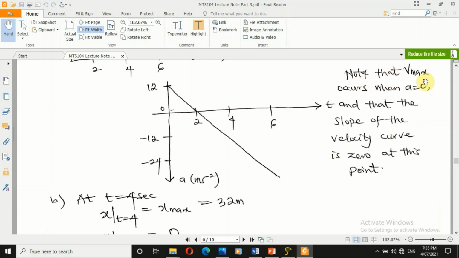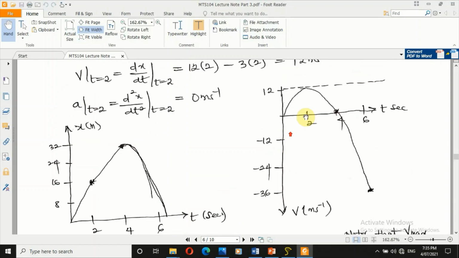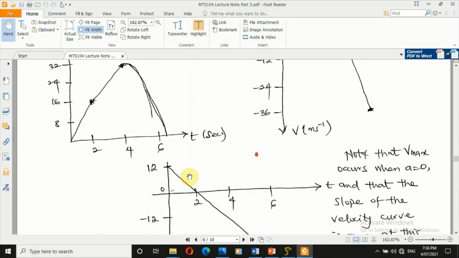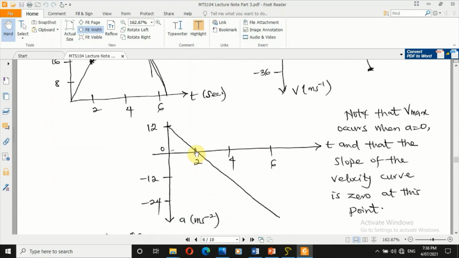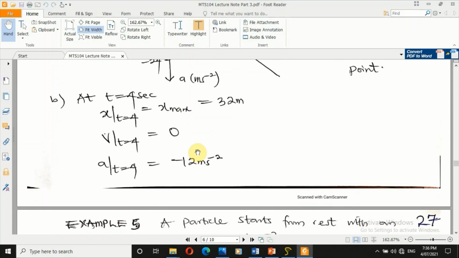Now note that v maximum occurs when a is 0, and that the slope of the velocity curve is 0 at this point. Look at it now. This is what I'm saying. At t equals 2 in the velocity, you know that here, this is the maximum velocity. Here, the slope of the velocity is 0. Look at 2 again. The acceleration is also 0. Can you see that the concept is very accurate? Now, the second question is very simple. You only need to evaluate at 4 again.